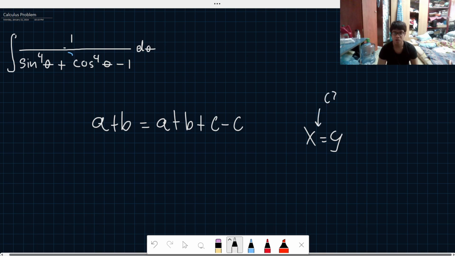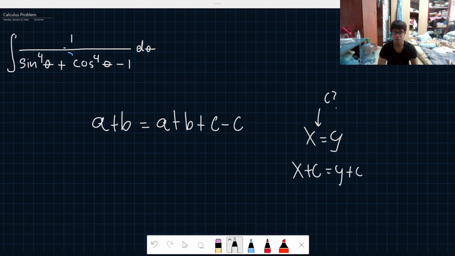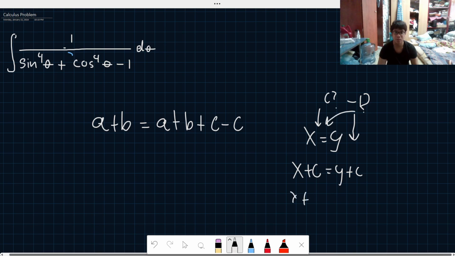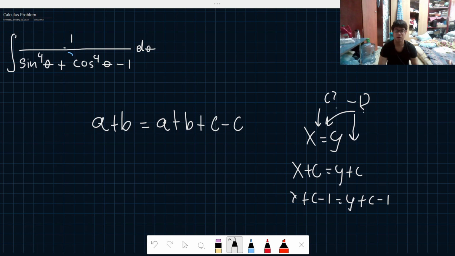If I'm going to put c on the x, like plus c to be particular, you will do the same thing on the right. So you will have x plus c is equal to y plus c. Basically, what you do to the left is also what you will do on the right. Another example, if I'm going to put negative 1 on y aside from plus c, then I will do the same thing to the x. So I will have x plus c minus 1 is equal to y plus c minus 1. What you do to the left is what you will also do to the right.